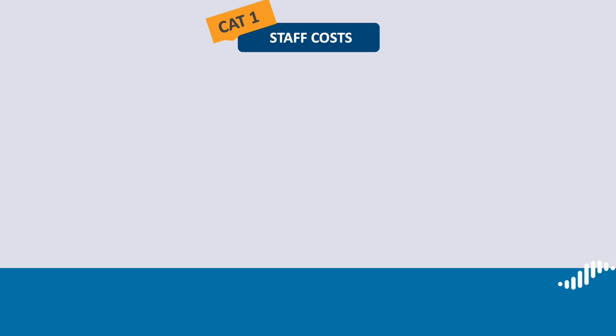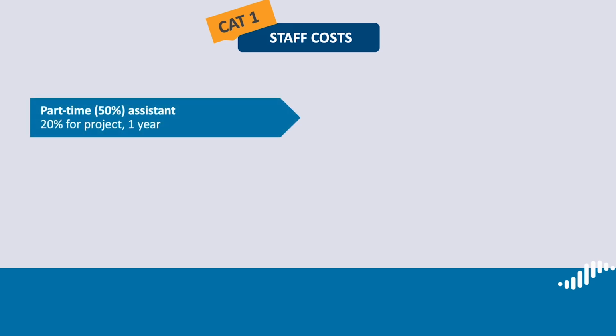Let's calculate the staff costs of the assistant together. Your assistant is a half-time employee working for 20% of the project for 1 year of project implementation. You calculate the costs as follows. You multiply the hourly rate for Finland by 1,720 hours, by 50%, then by 20% project worked, and by the project duration. We get nearly 6,200 euros.